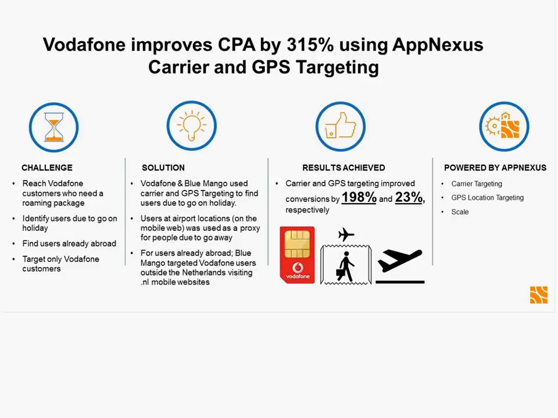So the things that are important, I think, on a campaign like this that is so hyper-targeted is that you really need the scale, because if you are drilling down to a very finite user base, unless you have very, very large scale on a platform like Nexus, your campaign simply won't deliver incredible volumes. So that's the Vodafone one.